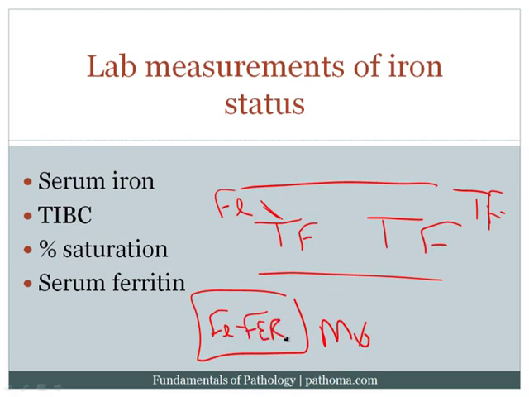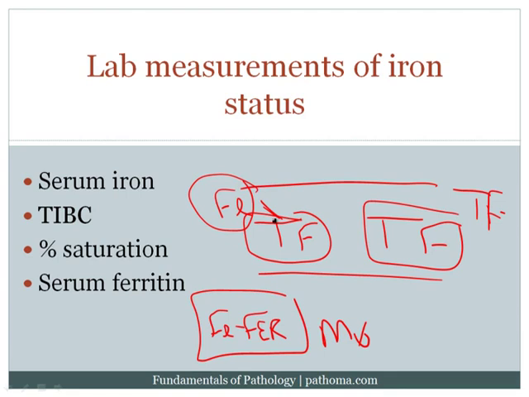Based on this understanding that I've put here on the screen, we can measure a few pieces of information. So for example, if we want to know how much iron is in the blood, we can measure the serum iron. If we want to know how many transferrin molecules are present in the blood, whether they be bound or not doesn't matter, we can measure something called the TIBC, which is the total iron binding capacity. It tells you how many transferrin molecules are present in the blood.